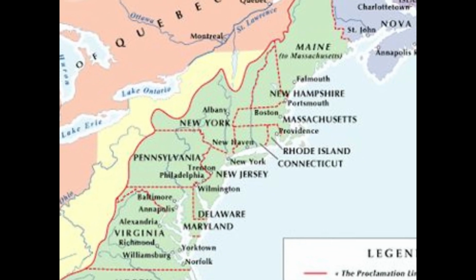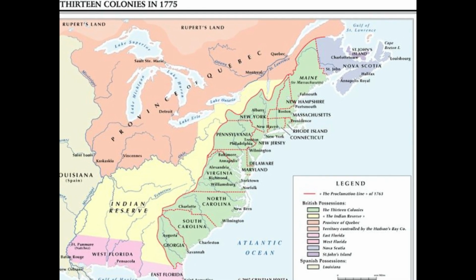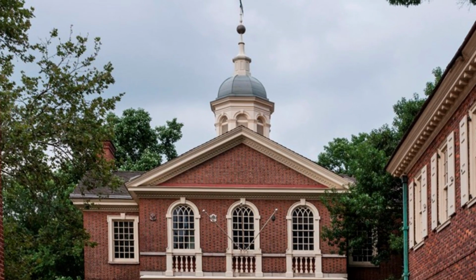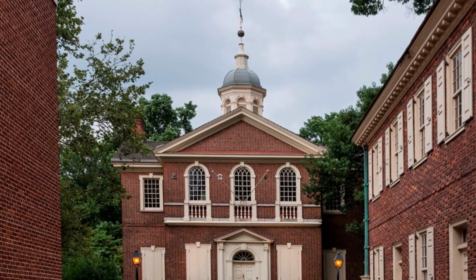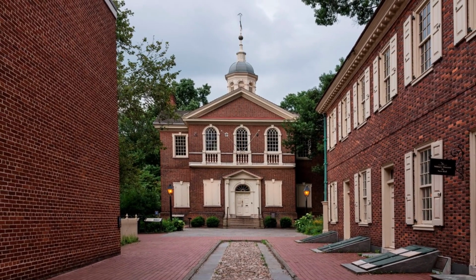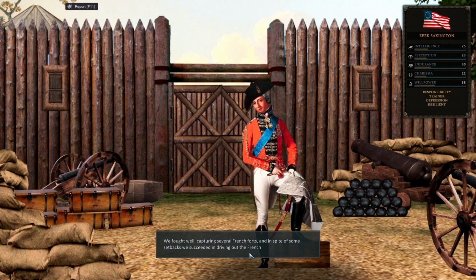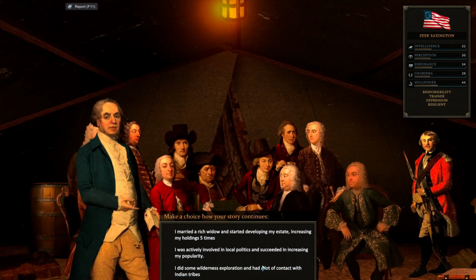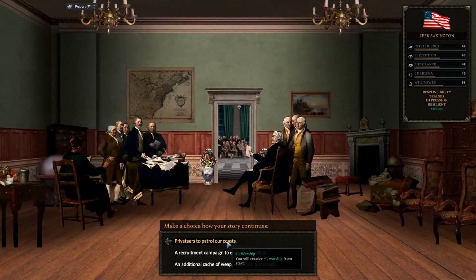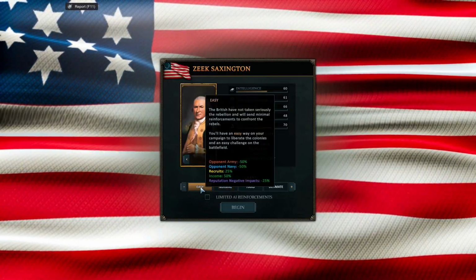Instead of quelling the unrest, these acts united the colonies, leading to the First Continental Congress, where delegates from 12 of the 13 colonies convened to organize resistance against British policies. During the First Continental Congress, General Saxington, a former British officer born and raised in the colonies, was elected to lead a resistance force against the British if the need ever arose. In April of 1775, that need would arise.